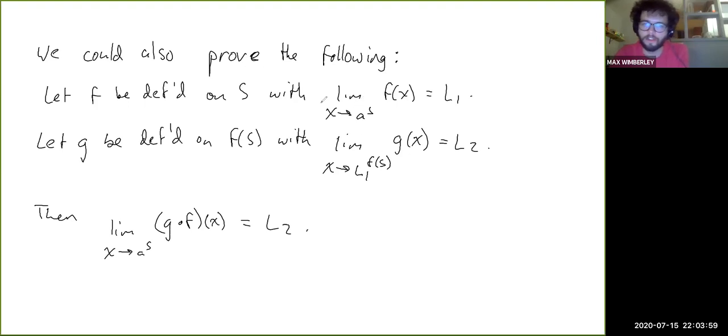If you phrase things this way, then this just works. And so L2 kind of plays the role of g of L1, right? Except it's accounting for the possibility that g might not be continuous at L1. So that's why we just put L2 here, right? So I don't know. I'm pretty sure this works.